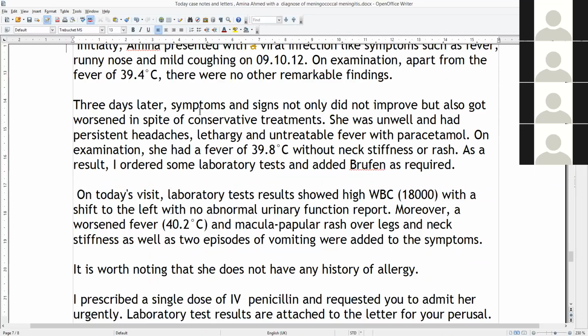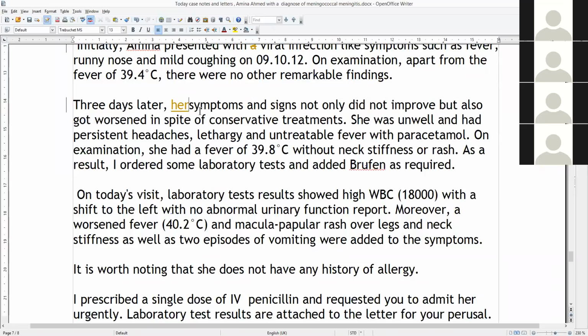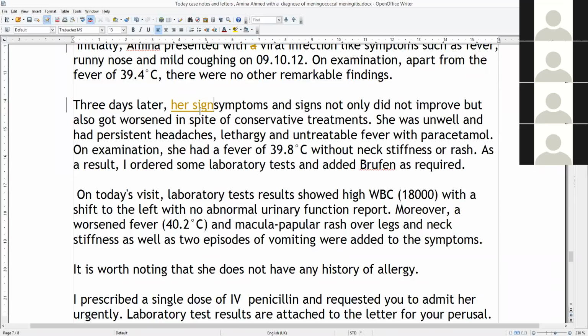A collocation is when you've got two or three words that are always used in a particular way. For example, we don't say chips and fish. We always say fish and chips. We don't say symptoms and signs. We always say signs and symptoms. It's collocation. So, and whose signs and symptoms? Hers.